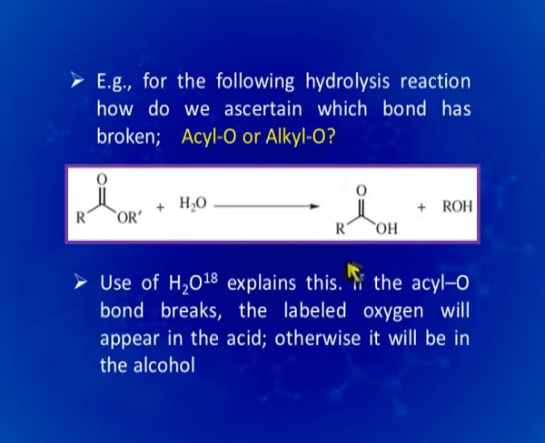So, this is what it says, the labeled oxygen will appear in the acid, otherwise it will be in the alcohol. So, this is how we can make use of the isotopic labeling method for the determination of mechanism of this type of organic reaction.